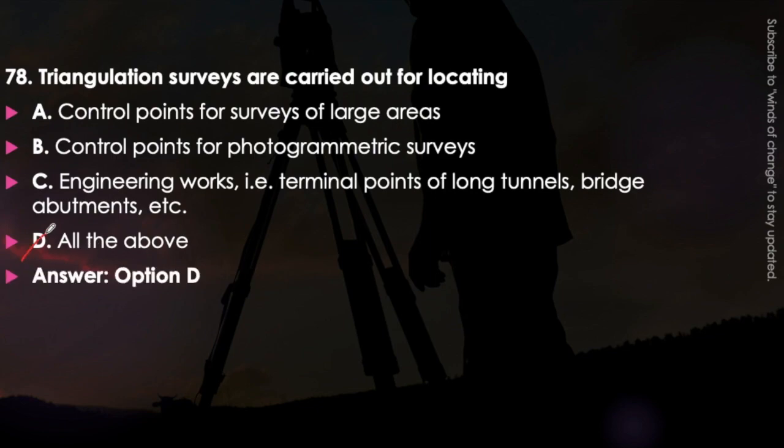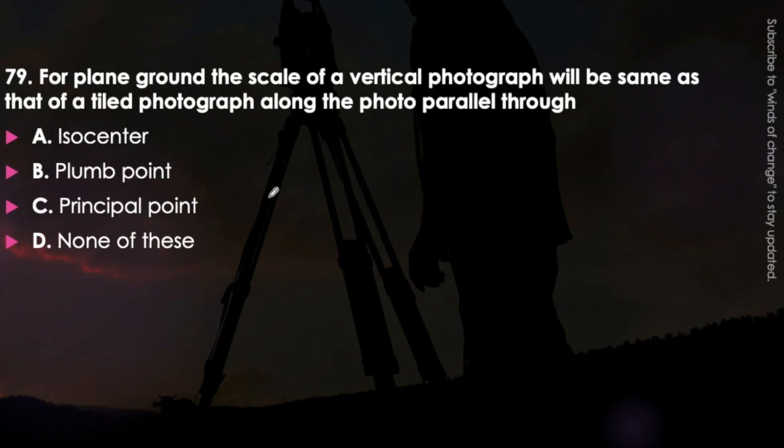We provide triangulation surveying for finding out the control point of the surveys for large areas, control point for photogrammetric surveys, and for the engineering works also, that is terminal point of the long tunnel, bridge, abutment, etc. Memorize it. Next question. For plain ground, the scale of the vertical photograph will be same as that of the tilted photograph along the photo parallel through isocenter, plumb point, principal point, or none of these.